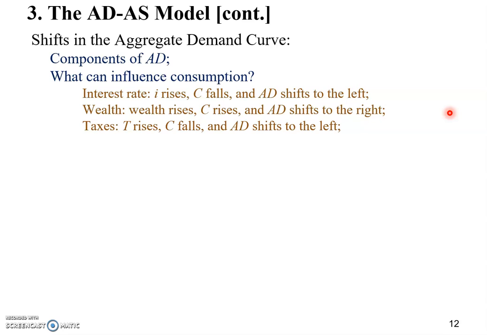Taxes. Now, if the taxes increase, then the disposable income goes down, right? So consumers would purchase less. Consumption falls, AD shifts to the left.